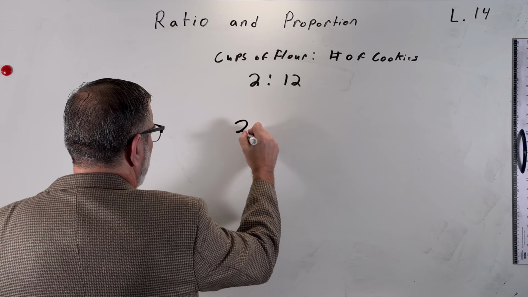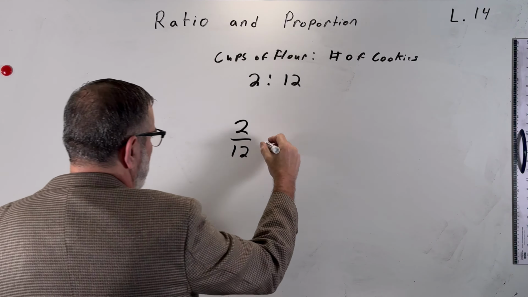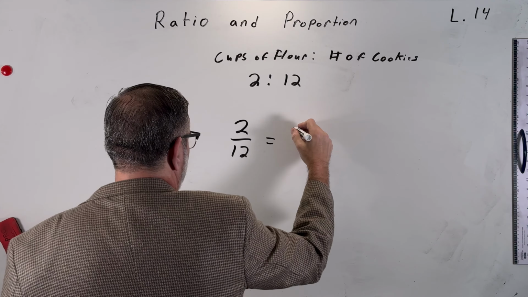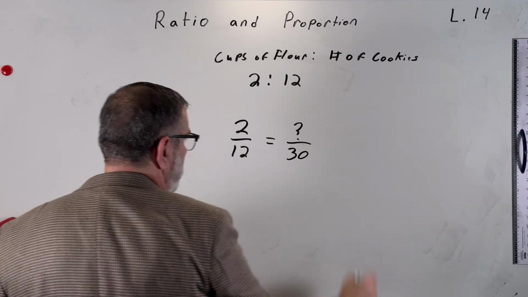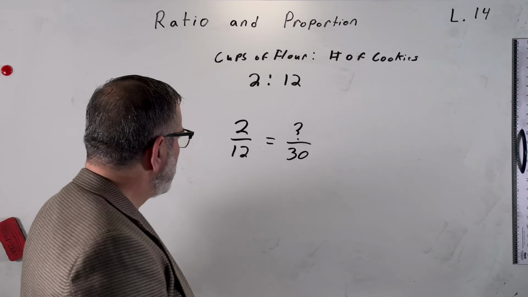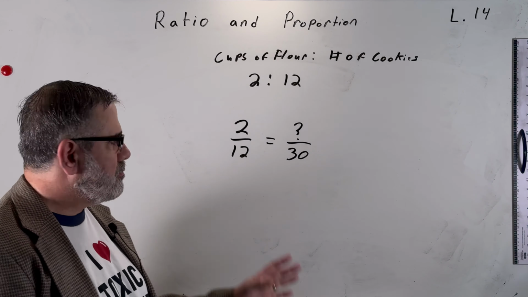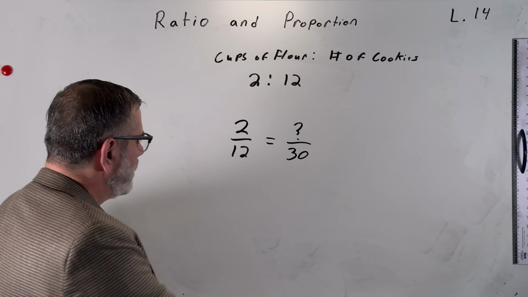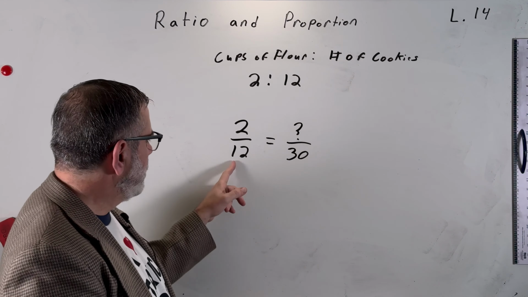So we know that 2 over 12, that's cups of flour to 12 cookies, must be equal to some quantity, I'm going to use a question mark again, some quantity of flour for 30 cookies. Now I'm going to do something halfway between cross multiplication. It's just partly cross multiplying. I'm going to cross multiply, but only with the 30. I'm going to leave the 12 here. Instead of multiplying 12 times the unknown quantity, I'll just leave it right here.